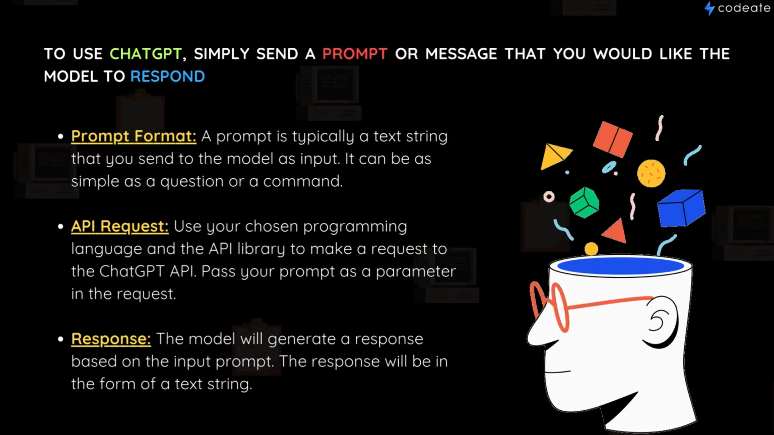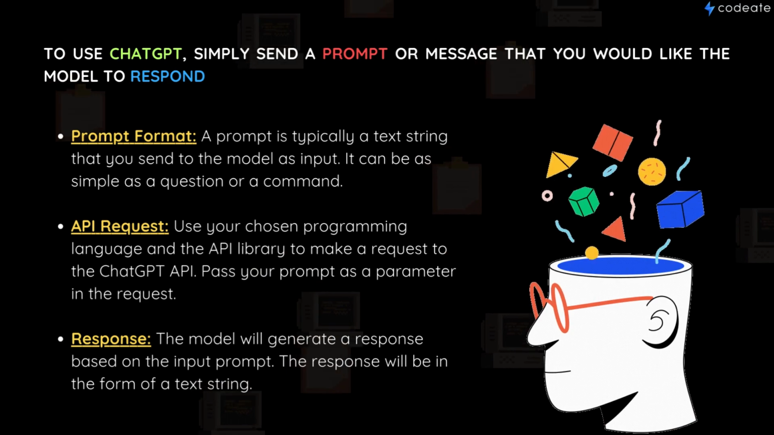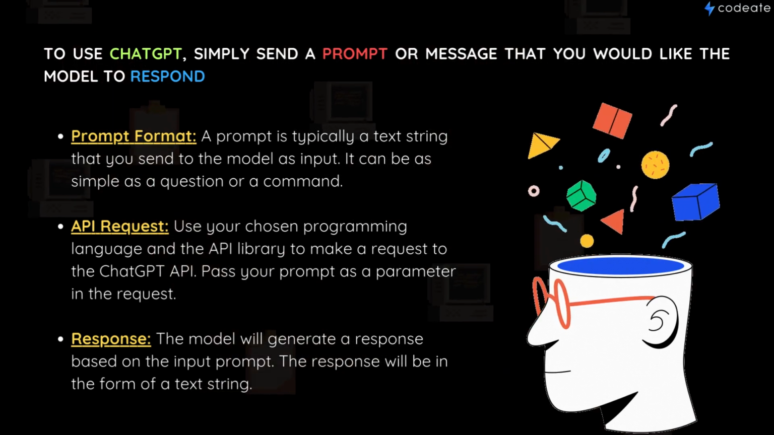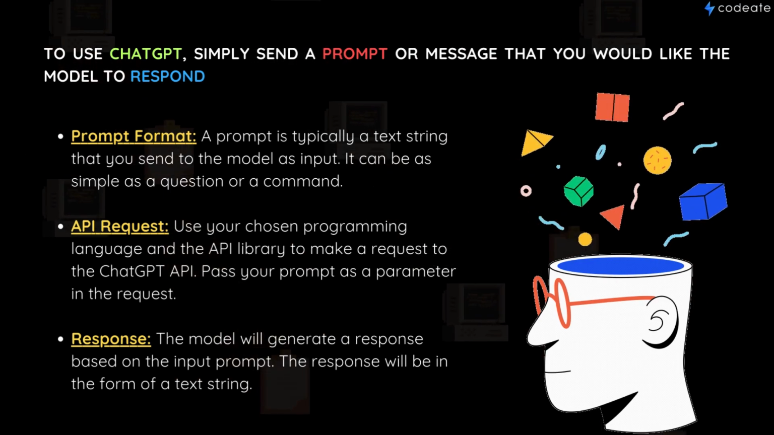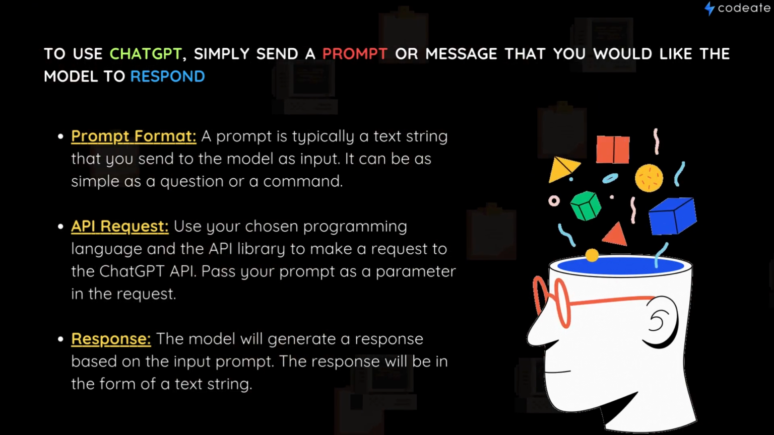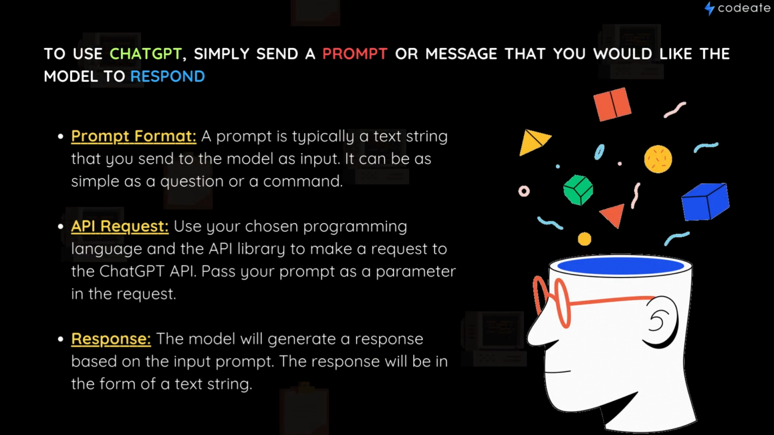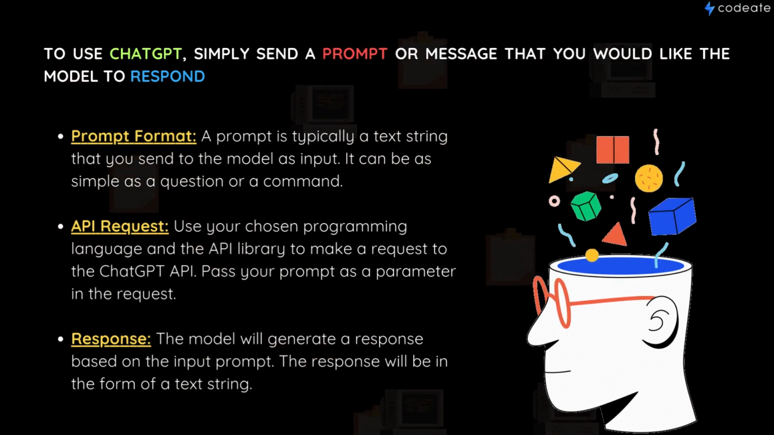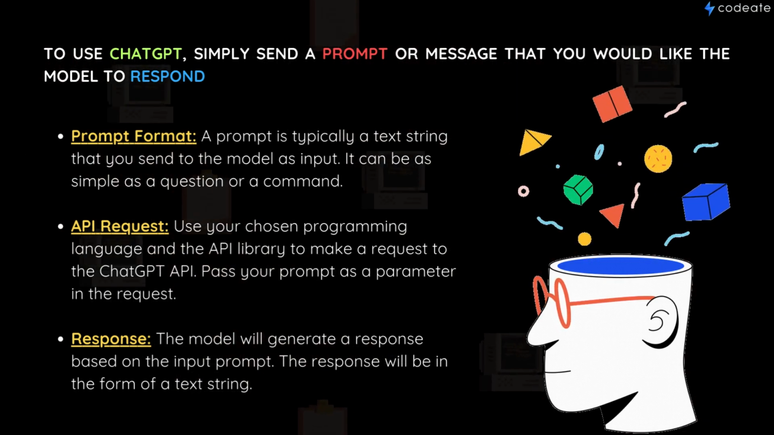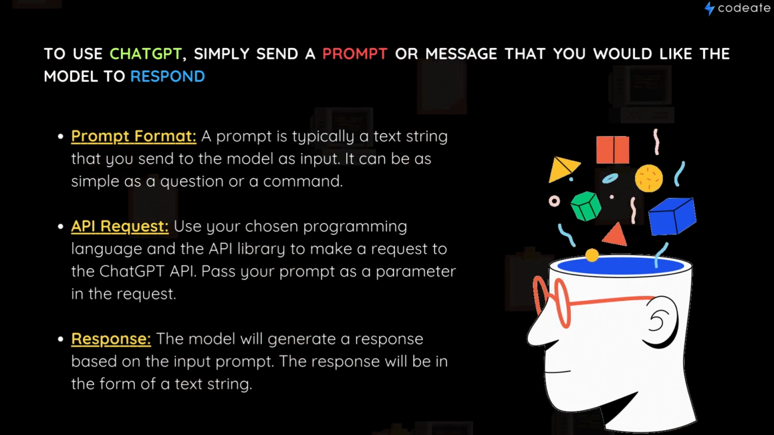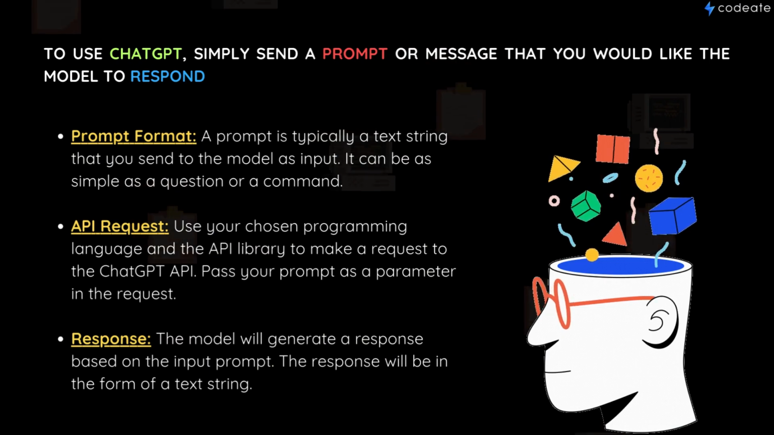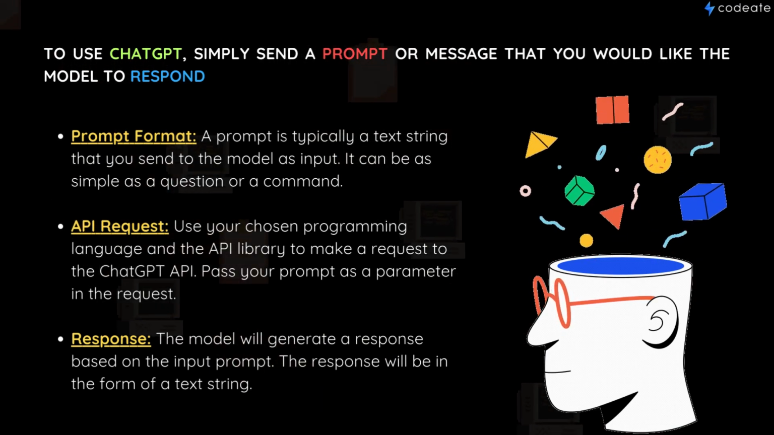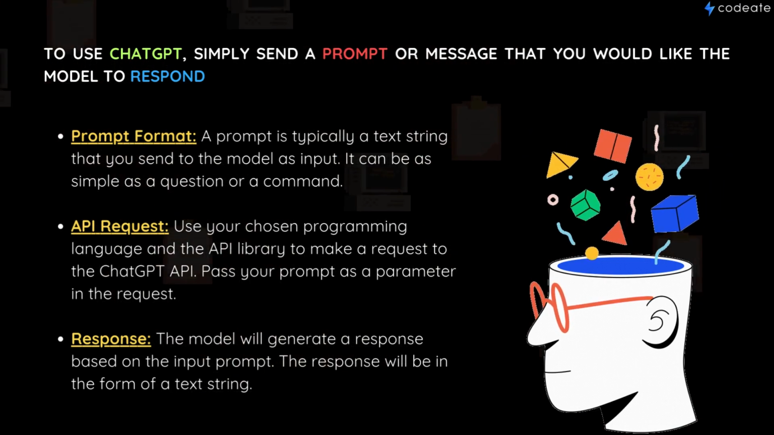Prompt format. A prompt is typically a text string that you send to the model as input. It can be as simple as a question or a command. API request. Use your chosen programming language and the API library to make a request to the ChatGPT API. Pass your prompt as a parameter in the request. Response. The model will generate a response based on the input prompt. The response will be in the form of a text string.